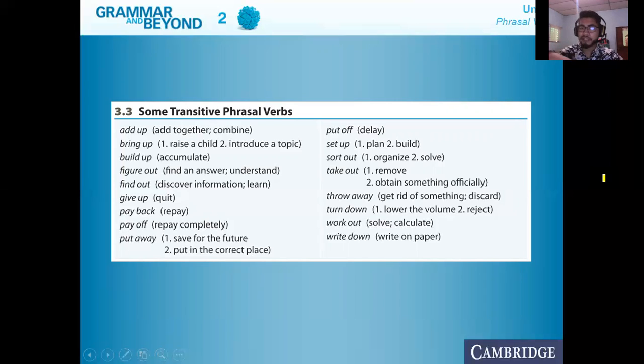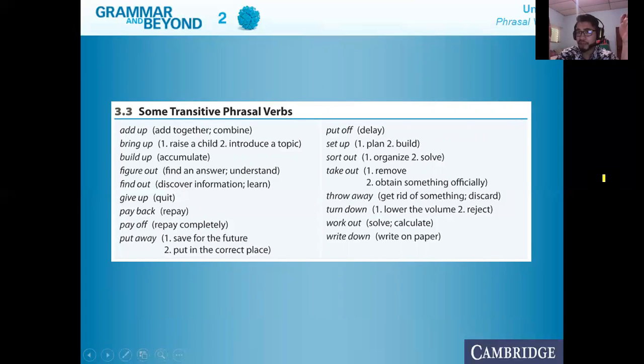Set up, we already discussed that, is to plan or to build something. Sort out is to organize or to solve. For example, if I say I will sort out all my shirts, I will sort them by color, by size, by patterns and many other things. Take out is to remove or to obtain something officially. For example, you can tell me, take out your glasses, and you can see my eyes without them. That means that I'm not wearing them.